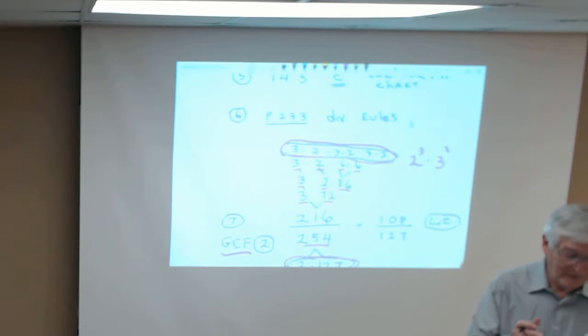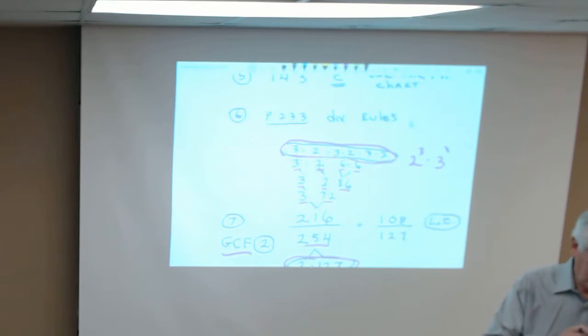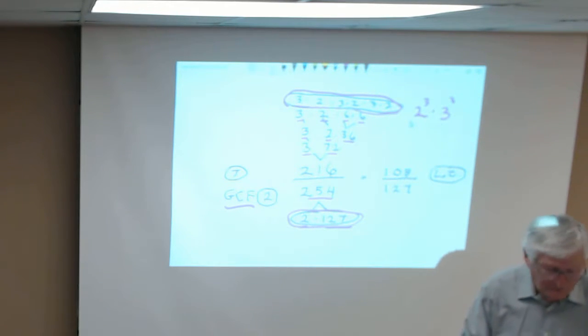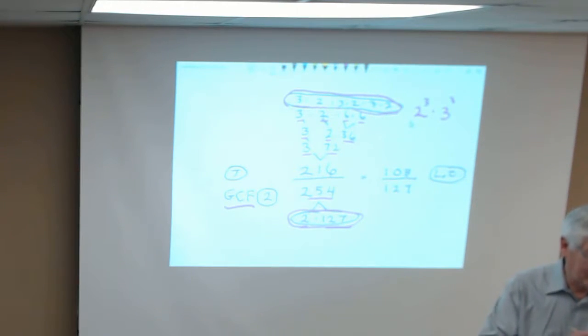But now, with that information, what am I going to do? Number 7 says to reduce this fraction using the greatest common factor. Factors here are 2 and 127. Is there a 127 up here at the top? Is there a 2? I look at the factors of each and say, what's common? Here's a 2, and here's a 2. So 2 is the greatest common factor.